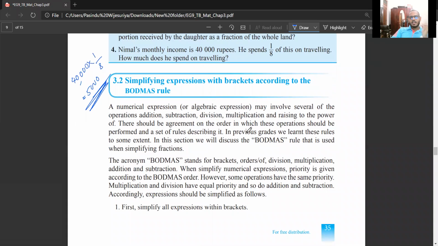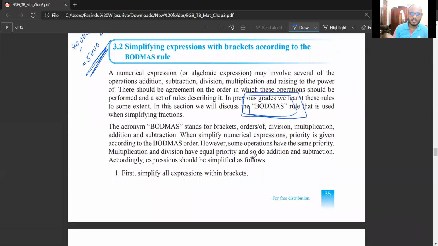So this 3.2 is about the BODMAS rule. This is something very, very important, not just for grade 9, but for O levels, A levels, and every mathematical algebraic question. It is the basic foundation given to you to build up in any algebraic expression and equation. So BODMAS, let's see what BODMAS means.